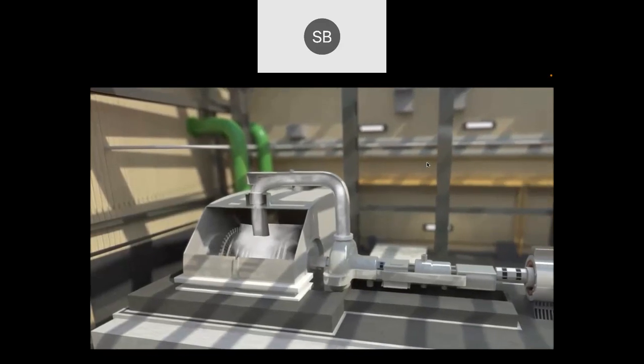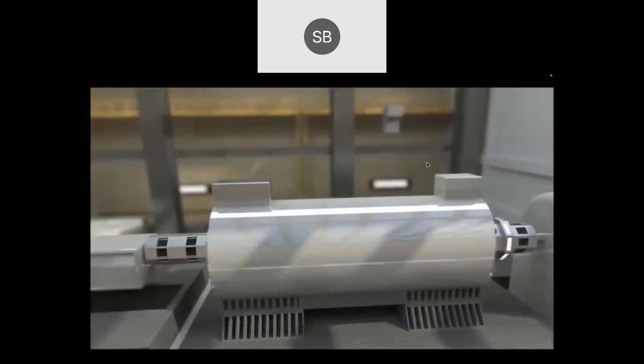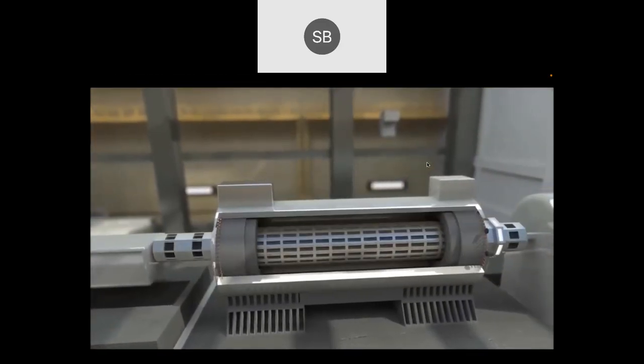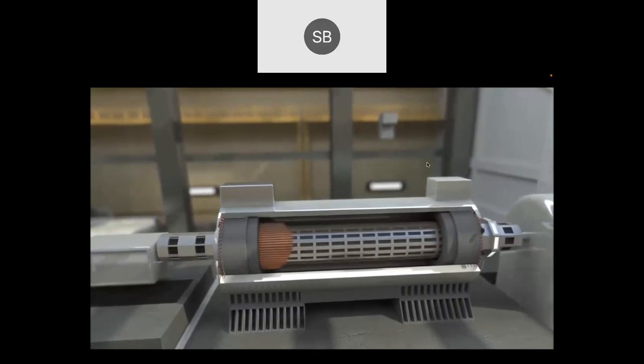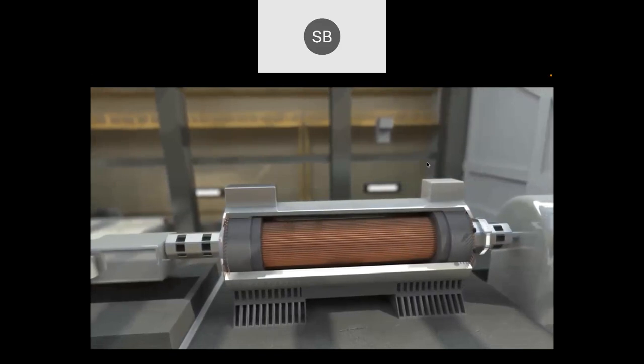The heat of the gases released by the combustion turbine is recovered in a boiler lined with pipes in which water circulates. This water is heated and travels to a tank where it turns into steam. The steam is channeled towards the steam turbine and makes it turn.